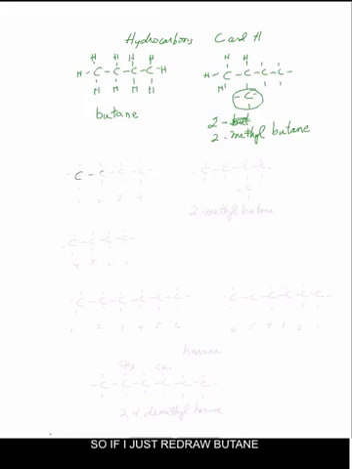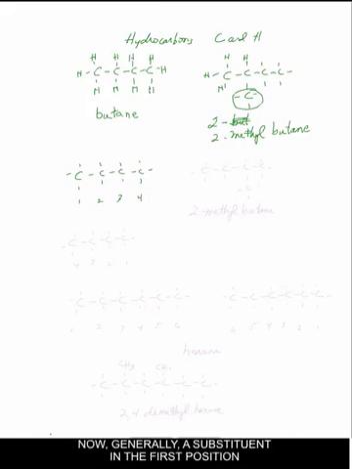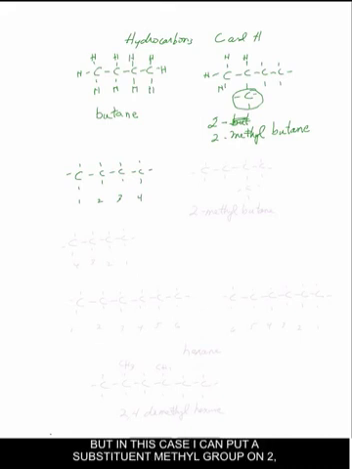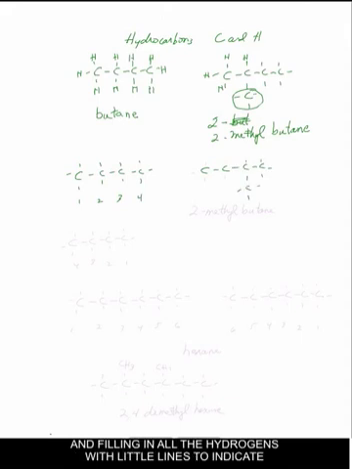So if I just redraw butane and number these atoms 1, 2, 3, 4, these are locator numbers. Now generally a substituent in the first position of a methyl isn't going to make a different molecule. I'll come back to that point. But in this case I can put a substituent methyl group on 2, as I did up above, and that's 2-methylbutane.